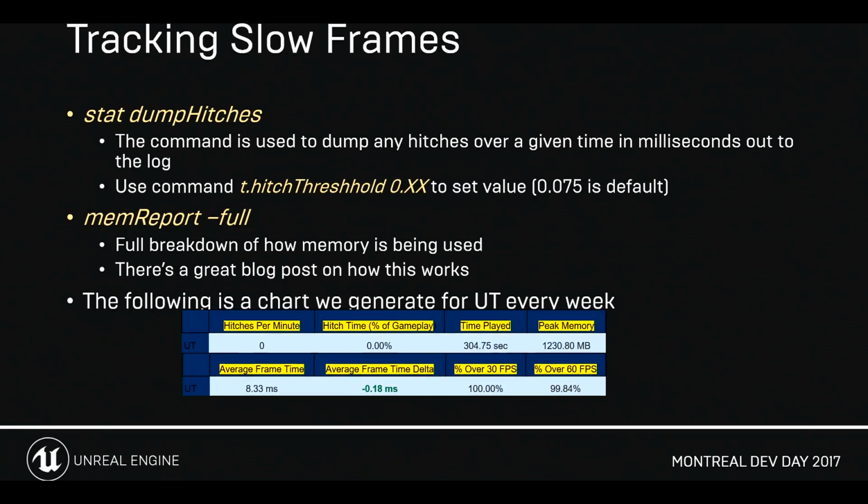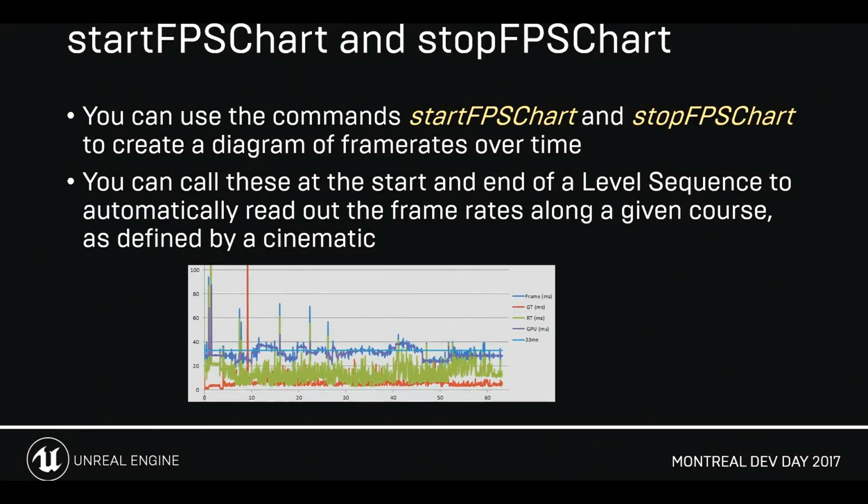Now we also have MemReport. There's a really cool blog post on this, so I'm not going to go super far into it. Just search MemReport over on our blog page. But essentially, this gives you a breakdown of how memory is being used in your game, so you can see out-of-memory issues and make intelligent decisions from there. Start and stop FPS chart give you a really cool chart to figure out how your frame rate may be increasing or decreasing during different parts of your game. If you combine this with a level sequence, like a camera fly-through, it can be a really nice way to automate where your game is getting slow and know where parts of your environment are starting to take a hit.